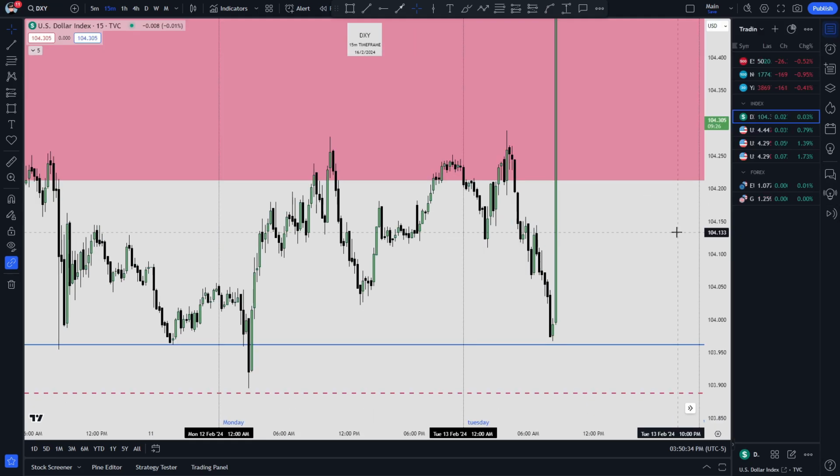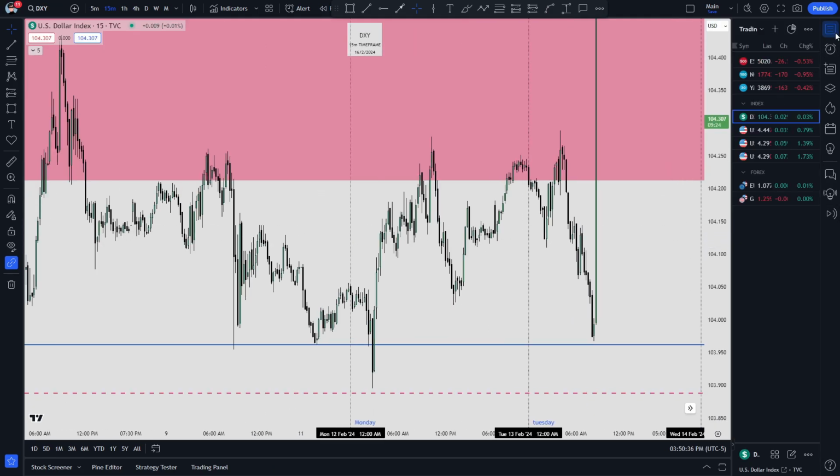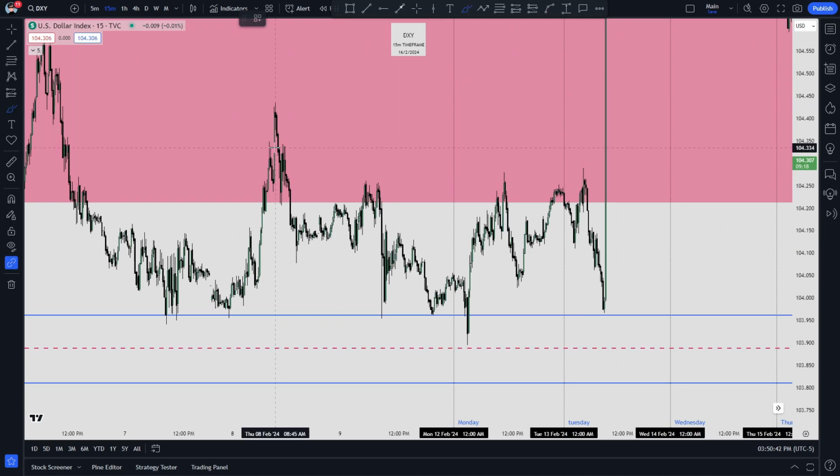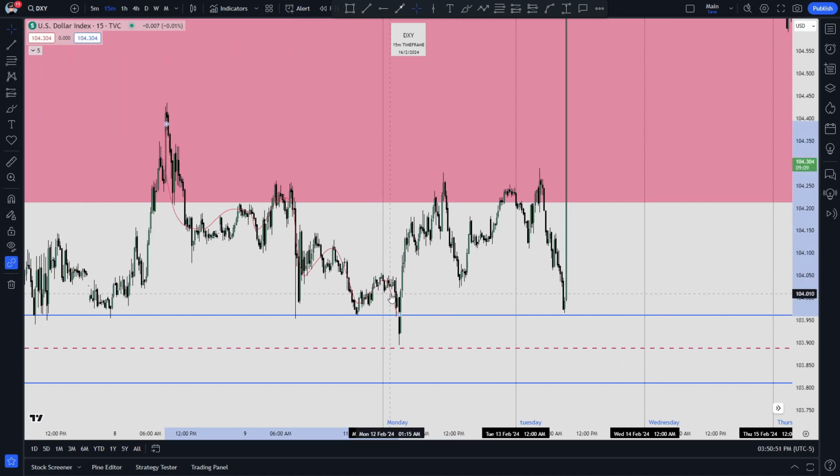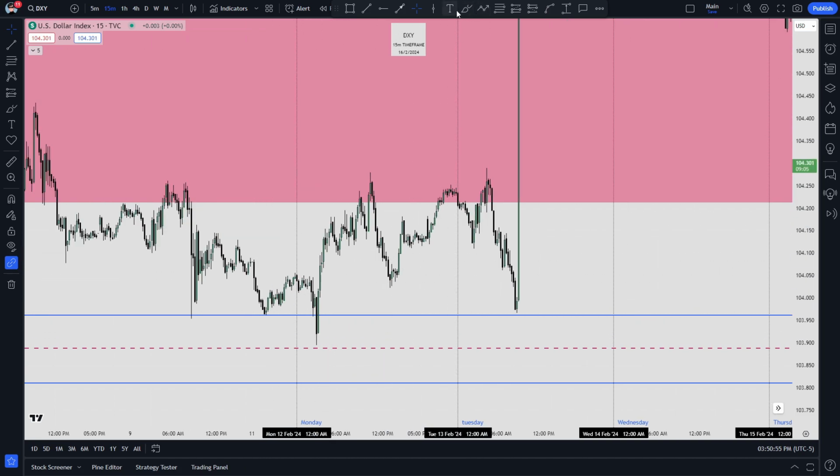Next, we're going to be looking at the DXY, or the dollar here. We can see that the market has been pushing lower, lower, lower. Then we get this break higher. The market goes lower, lower, lower, finds support down here at the support level, and we see this break higher.